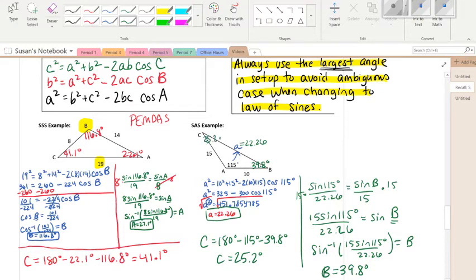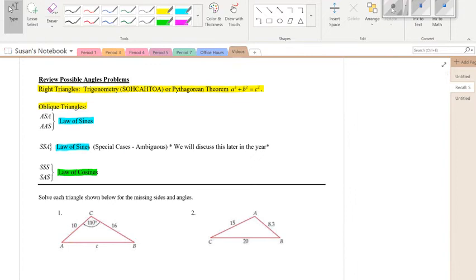And now we've solved for each different piece of the information of the triangle that was missing. So let's review the possible angle problems. So right triangles, if we have a right triangle, we can use right triangle trigonometry, so SOHCAHTOA, or the Pythagorean theorem, a squared plus b squared equals c squared.